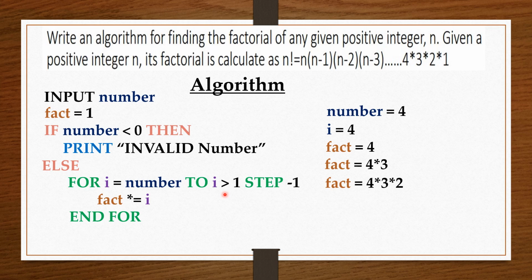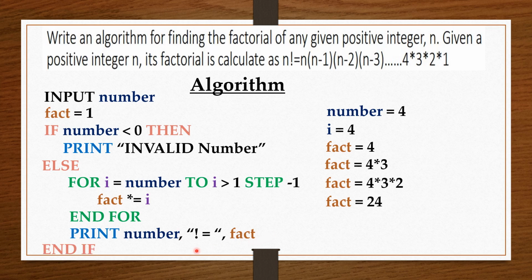Then I say end for. Then I say print number factorial equals the fact. So when I multiply through, if I do the computation for 4 times 3 times 2, I'm going to get 24. Then end this if. Alright, let's convert this to code in C++.